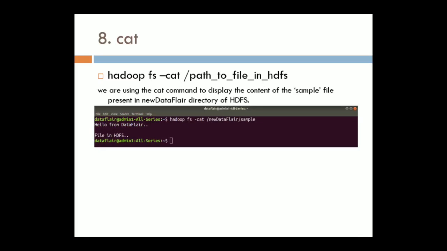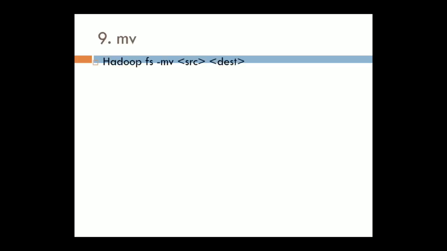Here, a sample file has been stored in the new dataflare directory. I'm going to show the content. So this is the content. The cat command reads the file in HDFS and displays the content of the file on the console or standard output. We have been using this command a long time, since we started with the module.